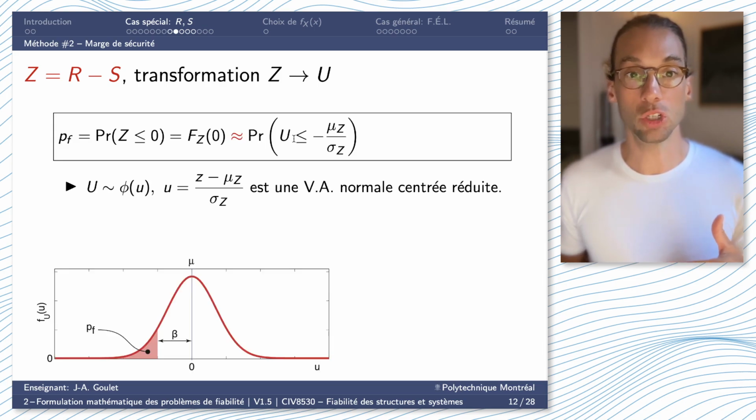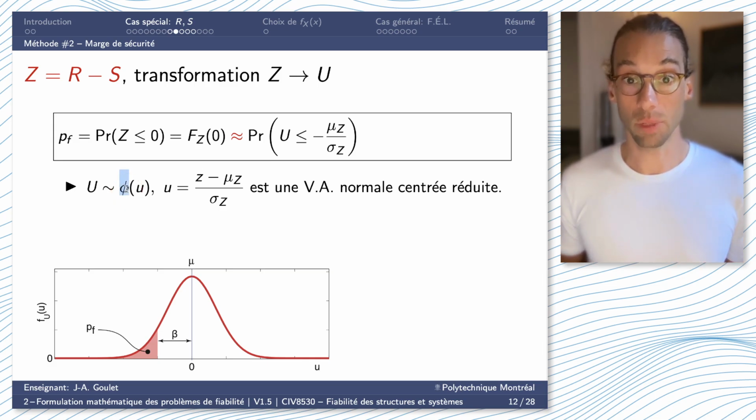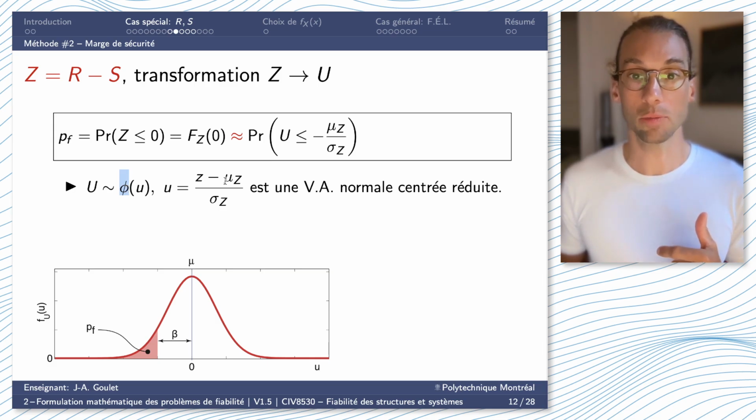We want instead to go in the standard normal space, where the probability of failure is the probability that the standard normal random variable u is less than or equal to minus mu z over sigma z. We saw that because u is a standard normal random variable, Gaussian with mean 0 and standard deviation 1. This is the standard notation for the standard normal Gaussian PDF. And we can go from z to u by taking z, subtracting the mean, and dividing by the standard deviation.